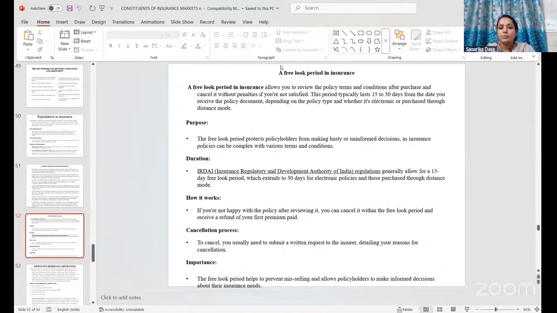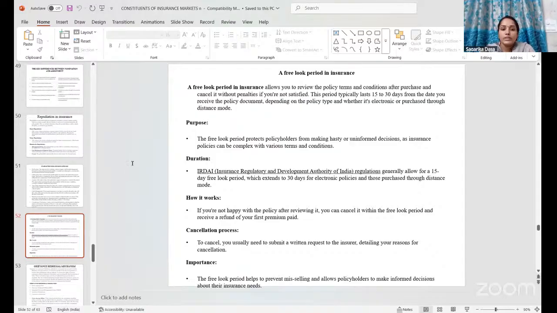Usually this period lasts for 15 to 30 days from the date you receive the policy document, depending upon the policy type, whether it's electronic or purchased through the distance mode. Whatever the mode of insurance policy, some 15 to 30 days will be given, depending upon the insurance company, for the policyholder to decide whether to continue with the policy or to drop the policy. That period we call the free look period.